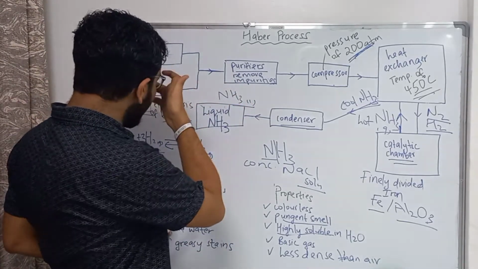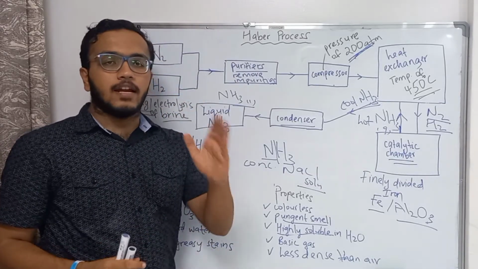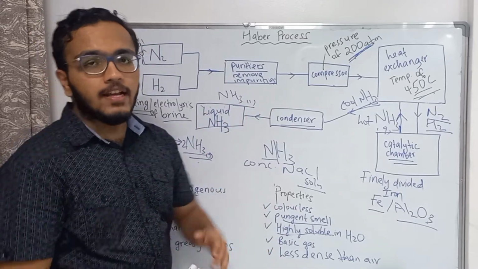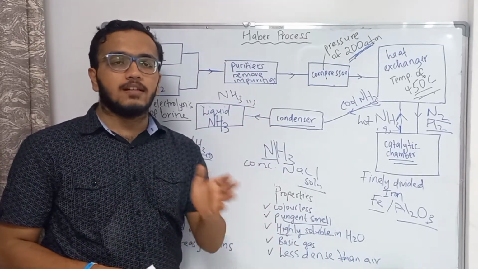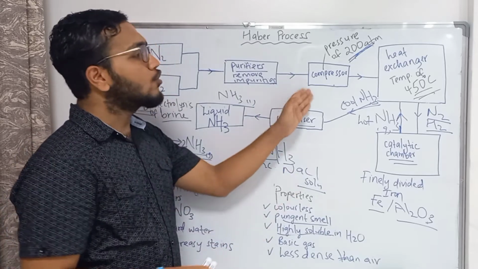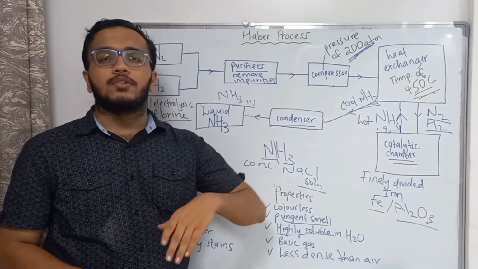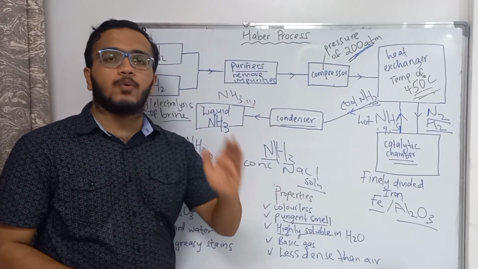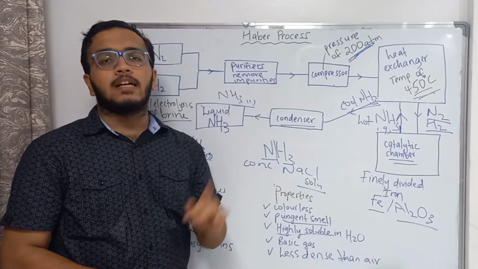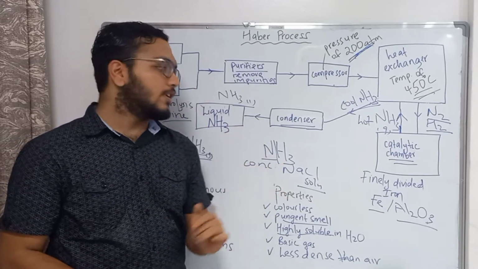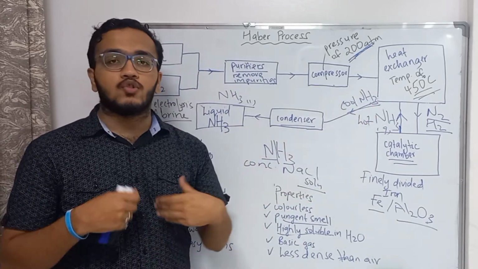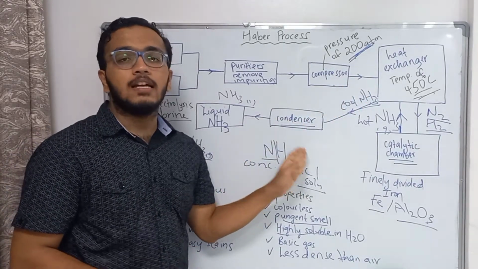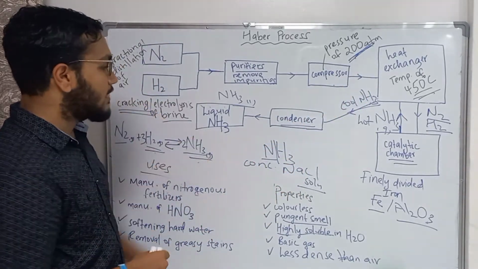Let's make a very fast recap. Nitrogen and hydrogen. Nitrogen from fractional distillation of air, hydrogen from cracking or electrolysis of brine. You purify the gases to remove dust particles and arsenic compounds to prevent poisoning of the catalyst. You compress the gas, pressure of 200 atmospheres. You take them into the heat exchanger, temperature of 450 degrees. From there you go into the catalytic chamber, where the catalyst is finely divided iron. Nitrogen reacts with hydrogen to form ammonia. Ammonia then goes back to the heat exchanger. It is cooled to prevent decomposition back into nitrogen and hydrogen. From the heat exchanger, they go into the condenser to condense the ammonia, and ammonia is collected as a liquid.